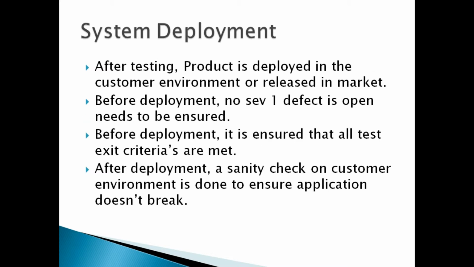Now comes the fifth phase, system deployment. Once the functional and non-functional testing is done, the product is deployed in the customer environment or released into the market. Before the product is deployed, the testing team makes sure that no defects are open and all the test exit criteria are met. After the product is deployed, a sanity check in the environment is done to make sure the application does not break.